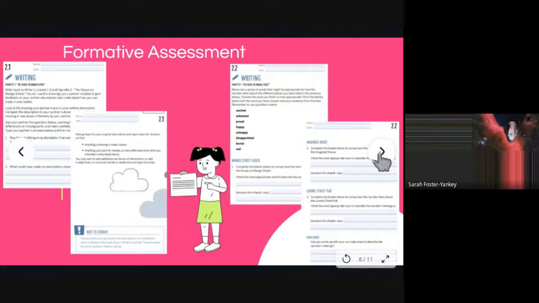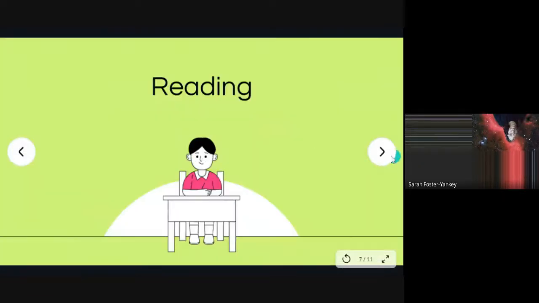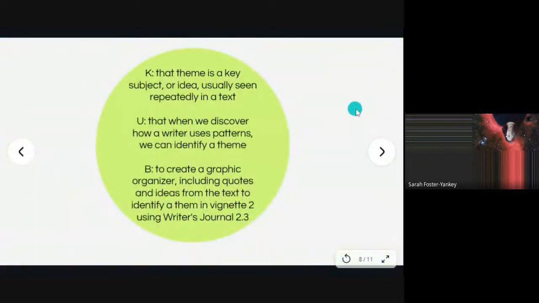All right, let's talk about reading. Okay, so our cub is that students will know that theme is a key subject or idea, usually seen repeatedly in a text. They will understand that when we discover how a writer uses patterns, we can identify a theme, and they'll be able to create a graphic organizer, including quotes and ideas from the text to identify a theme in Vignette 2 using Writer's Journal 2.3.